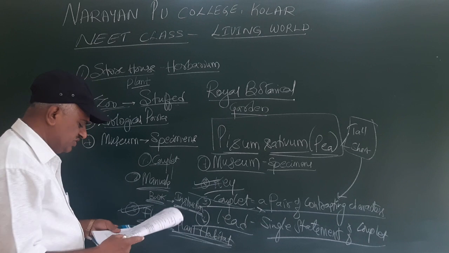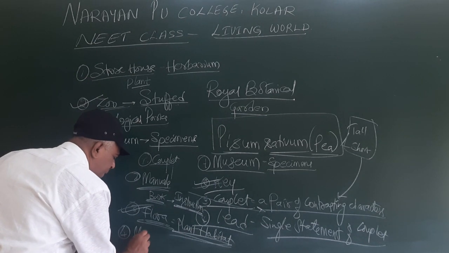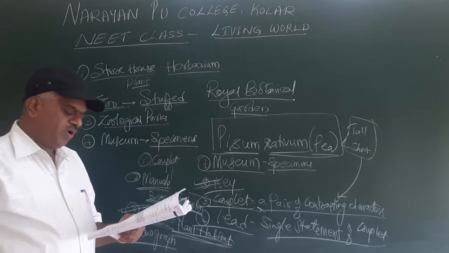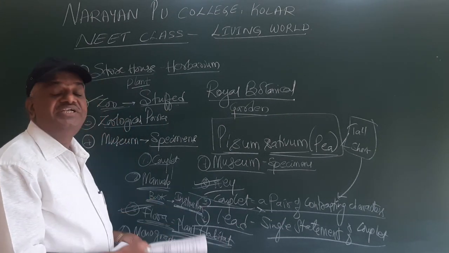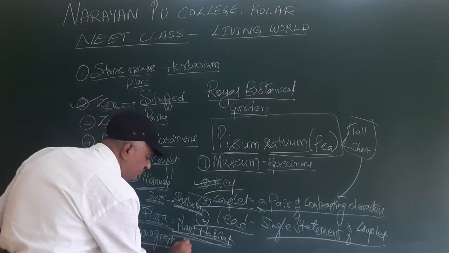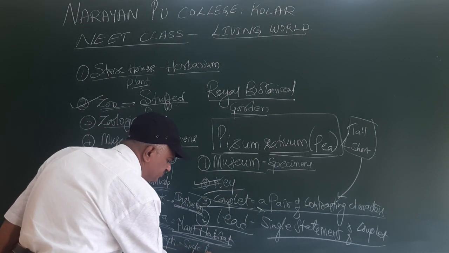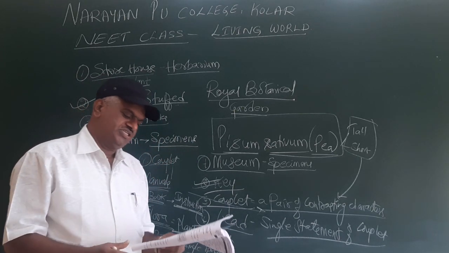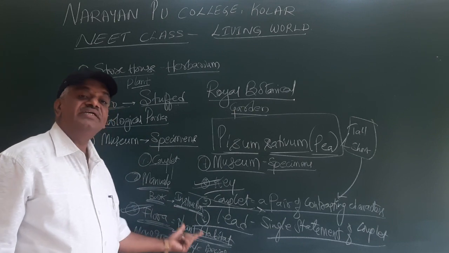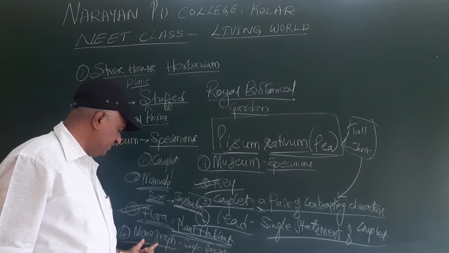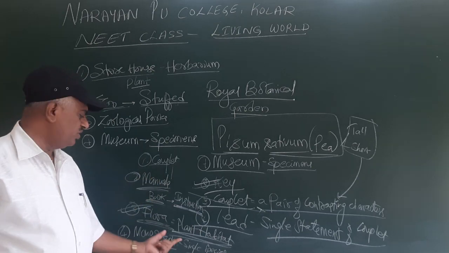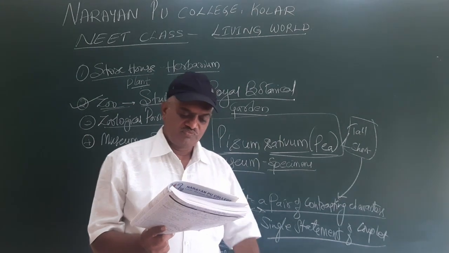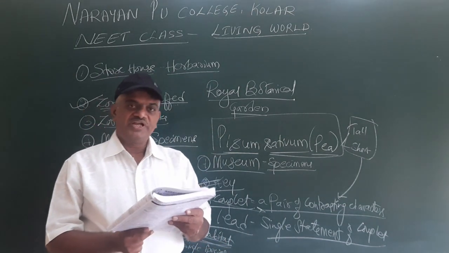The fourth option is monograph. This monograph is nothing but a detailed study of a single species. It is the study of a particular species. A detailed written study of a single species is called a monograph. So we'll go for the next question.